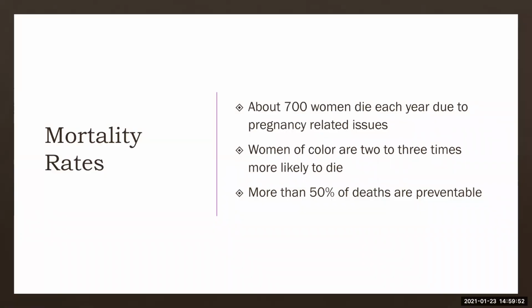So I mentioned earlier that we still have quite a ways to go with our mortality rates. Unfortunately, even with all of our medical advances, women are still dying in childbirth and due to childbirth. Of the 700 deaths that occur each year in the US, more than 50% of those are preventable. Women of color are 2 to 3 times more likely to die. That statistic has a few different reasons behind it.